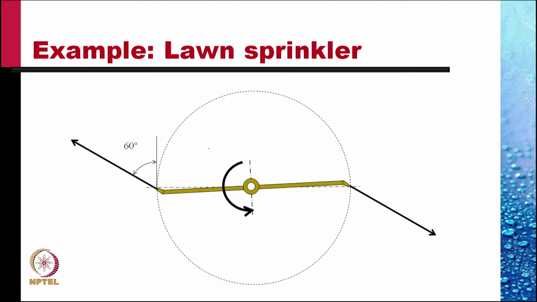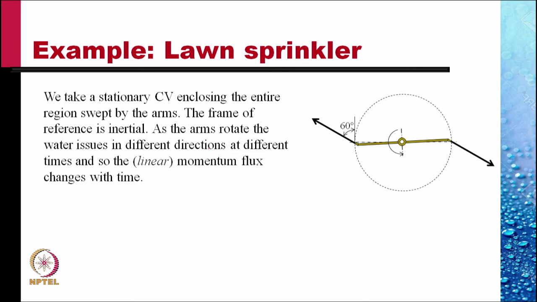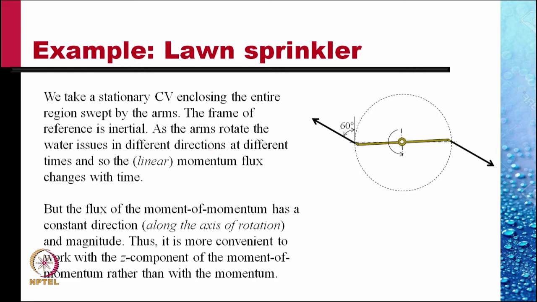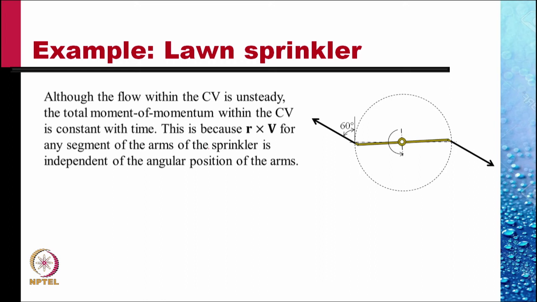For this, we consider a control volume. We take a stationary control volume enclosing the entire region swept by the arm as shown. The frame of reference is inertial because the frame is not rotating. As the arm rotates, the water issues in different directions at different times, and so the linear momentum flux changes with time. The flux of momentum has a constant direction along the axis of rotation and magnitude. Thus, it is more convenient to work with the z component of the moment of momentum equation. Although the flow within the control volume is unsteady, the total angular momentum within the control volume is constant with time. This is because r cross V for any segment of the arm of the sprinkler is independent of the angular position of the arm.